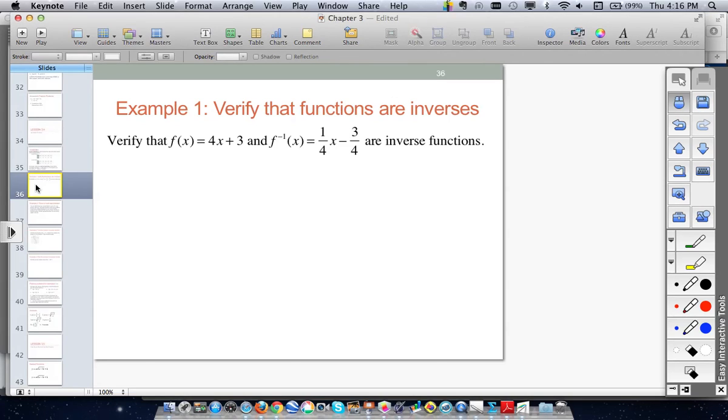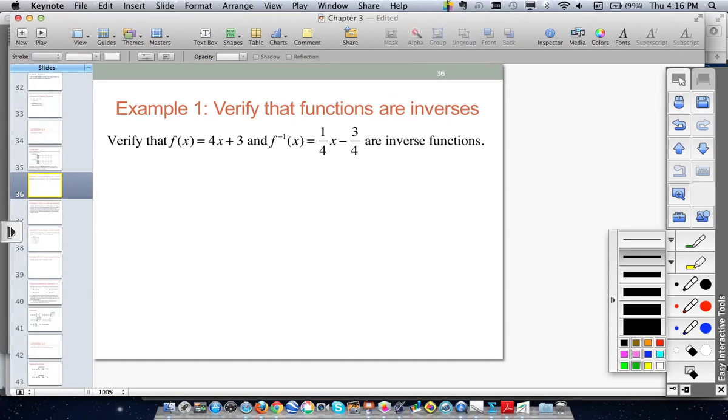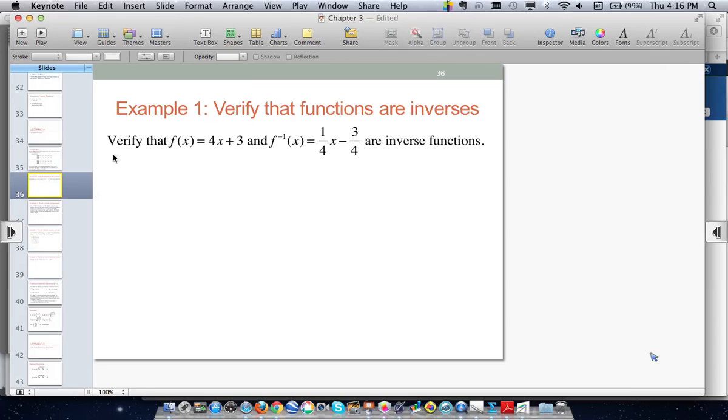Example 1. We want to determine if these functions are inverses of each other. Are these inverse functions? So I have f of x, which is equal to 4x plus 3, and I have f inverse of x, which is 1/4 x minus 3/4. First thing we're going to do is verify if f of f inverse x is equal to x. That's going to be the question.